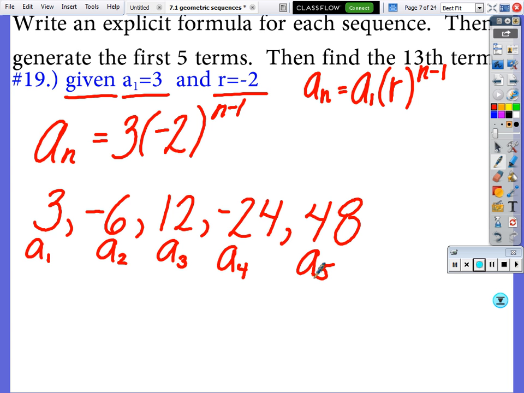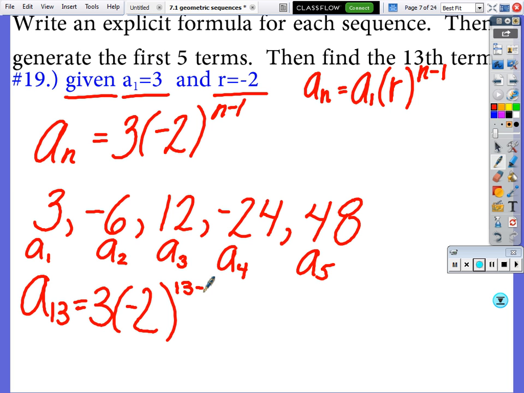Now we're asked to find the 13th term. So once again, I'm not going to go through and multiply this out to 13 terms. That will take forever. Let's just use our explicit formula. That's why we have it. So we're doing a sub 13 is equal to a sub 1, we're just plugging in here. So 3 times -2 raised to the, we're plugging in 13 because we're trying to find the 13th term. So 13 minus 1. So really we have a sub 13 is equal to 3 times -2 raised to the 13 minus 1, which is 12.